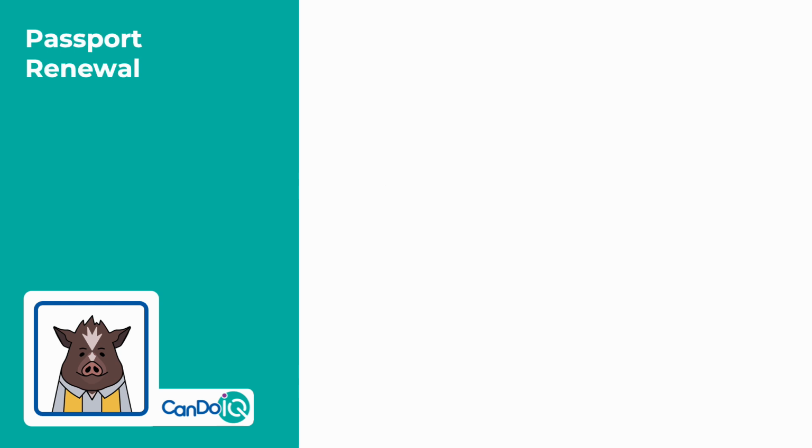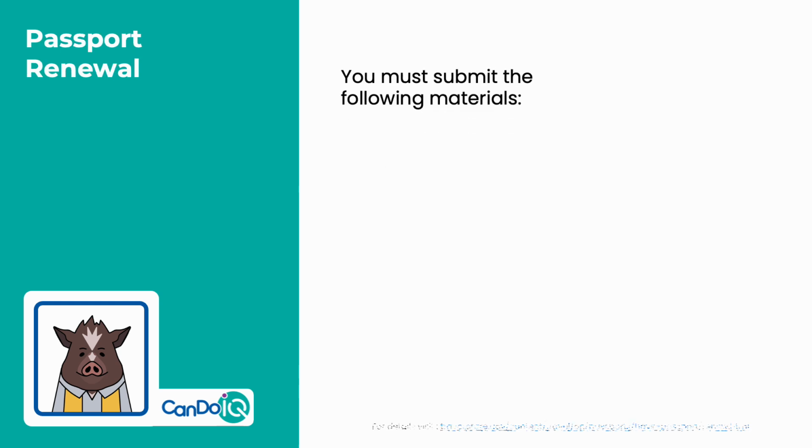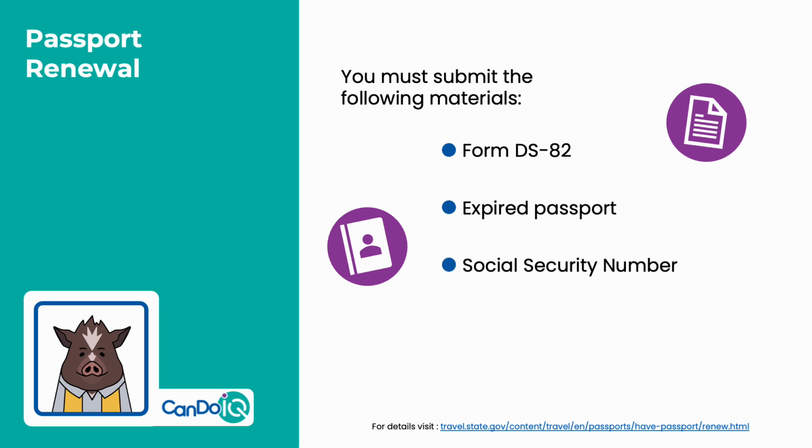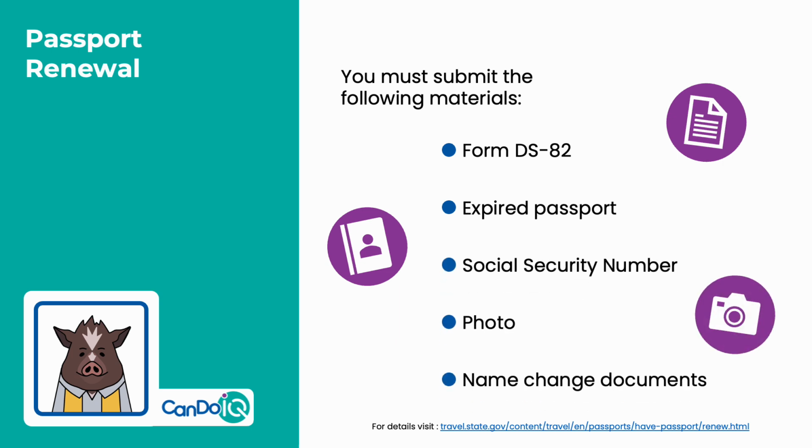To renew a passport, you will need to fill out Form DS-82. Along with this form, you must submit your expired passport, your Social Security number, a suitable photo, and if applicable, any name change documents. There will be a fee similar to that when first getting your passport.